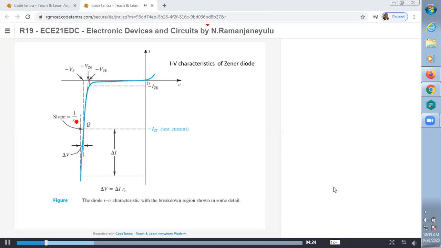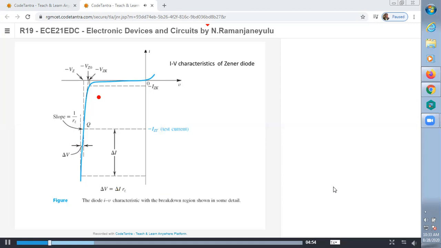There is a small deviation in slope. Slope is equal to 1 by RZ. RZ is ideally almost 0, but in practice very small. If it is 0, the slope is infinite, right? But in practice the value is very small. Then the change in Zener voltage, delta V, is equal to delta I into RZ. This is about the VI characteristics of the Zener diode.